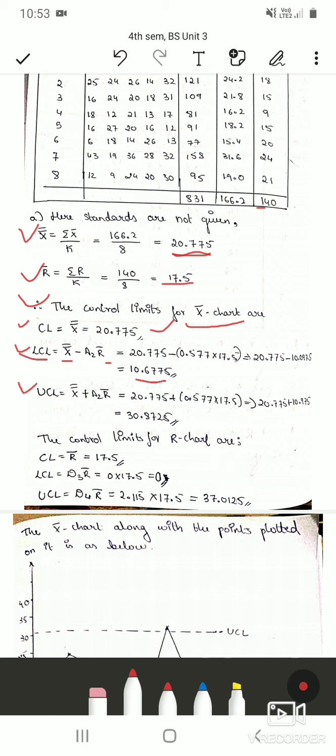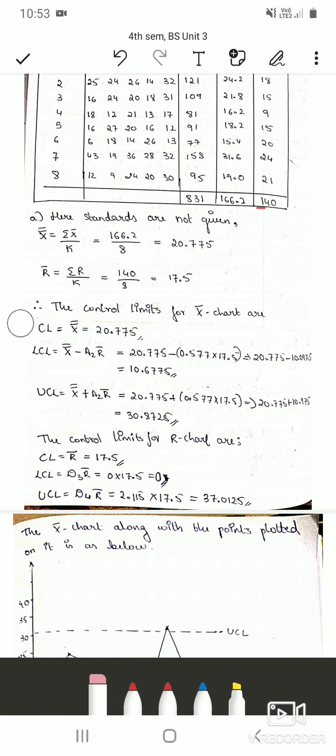Upper control limit is 30.8725. A2 is again 0.577. First multiply with 17.5, then to the answer add 20.775, and you will get the upper control limit. Now we have all the limits, that is lower control limit, upper control limit and the central line. We can construct the graph.